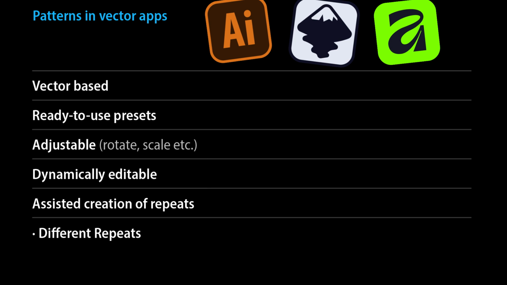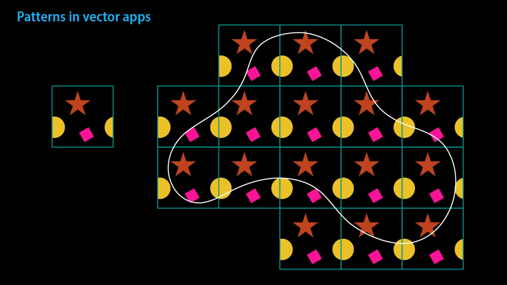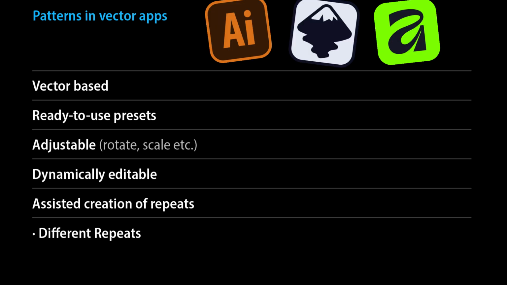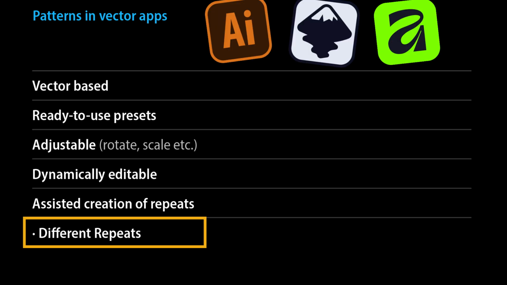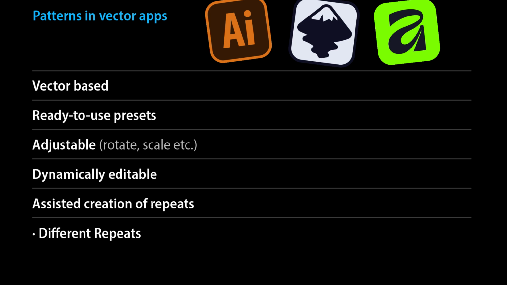We're going to take a look at the assisted creation of repeats. So does the software help you in creating that? And inside of that example, we can see something of that. So we've got that yellow circle here, which is cut in half. So when you have that situation, for instance, does the software help you with that? And then in the end, we're going to take a look at different repeats. Does the assisted creation also support different kinds of repeats as in that wallpaper group? So let's start with Illustrator.